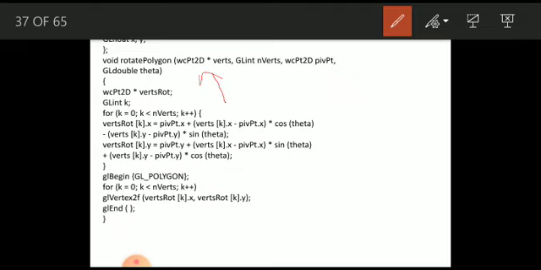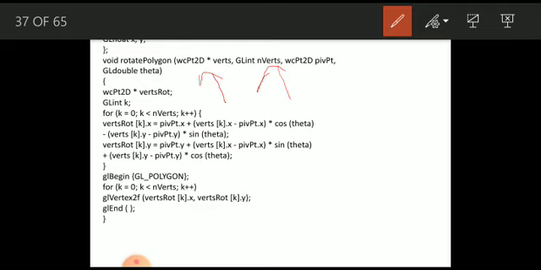Then the next thing that you need is the number of vertices that a polygon comprises of. Yes or no? Yes. And hence we have this as n verts. That means the number of vertices that a polygon is defined with.